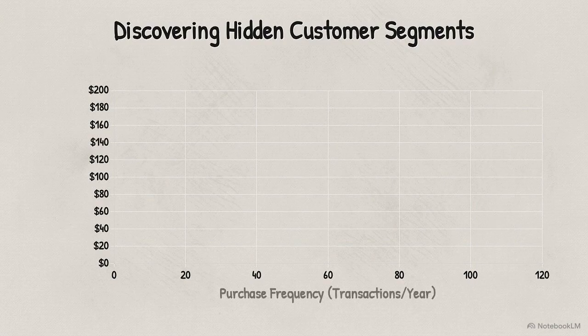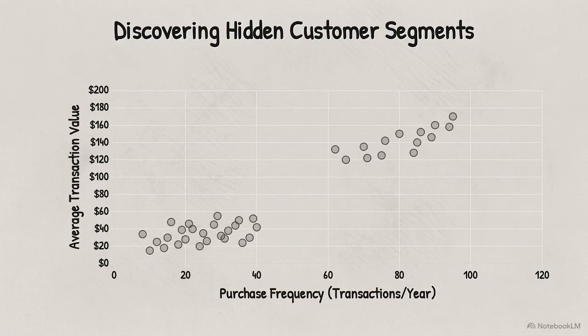Look at this scatter plot. On the horizontal x-axis, we are measuring the frequency of customer purchases over a year. On the vertical y-axis, we have the average transaction value. We have a massive amount of data here, but because the points are unlabeled, we can't yet see if there are distinct groups within this customer base.